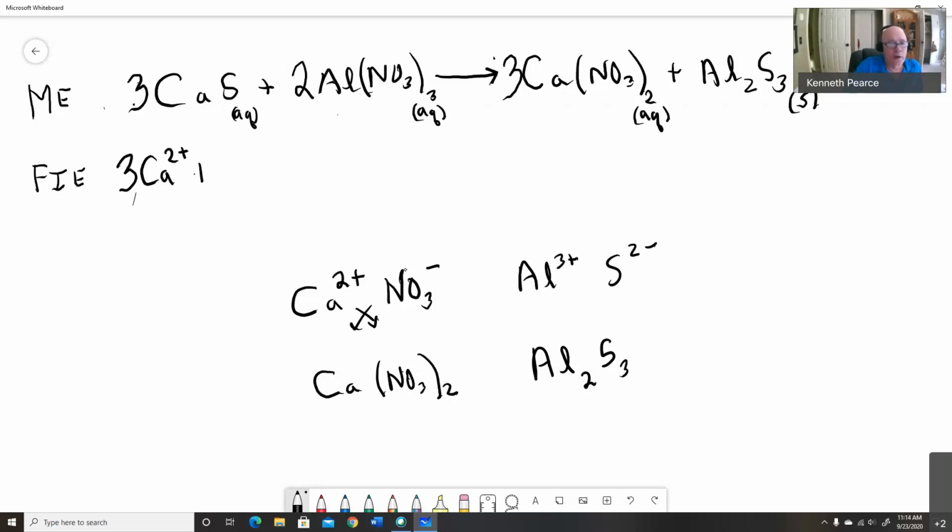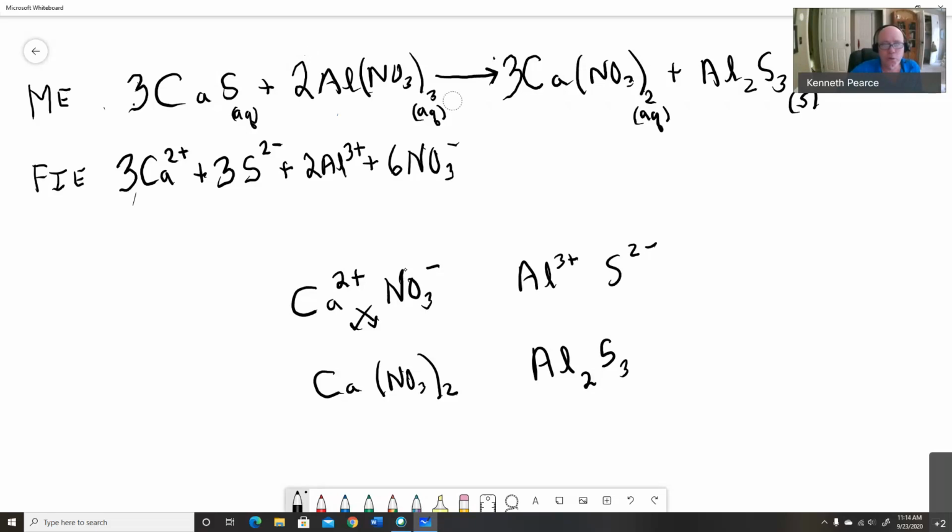And then we're going to say we have 3 sulfurs at 2-. And then we go over to the aluminum nitrate, and we see there's 2 aluminums, and aluminum has a 3+ charge. And then we have 2 times the 3 in parentheses. Keep that in mind. The 3 in the parentheses means we have 3 nitrates. That means we have 6 nitrates on our left-hand side. The 2 and the 3. 2 times 3 gives me 6.